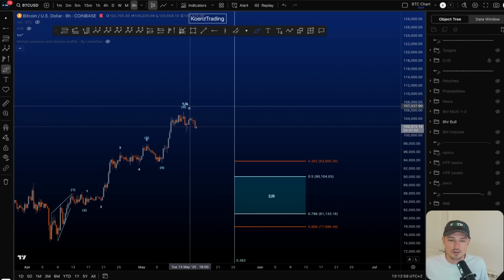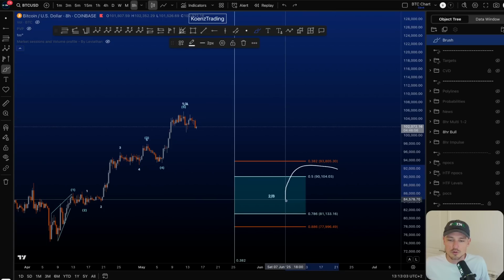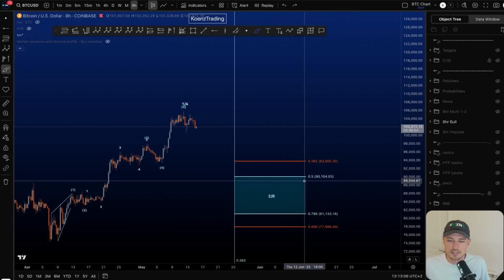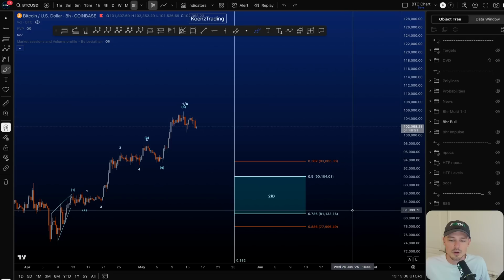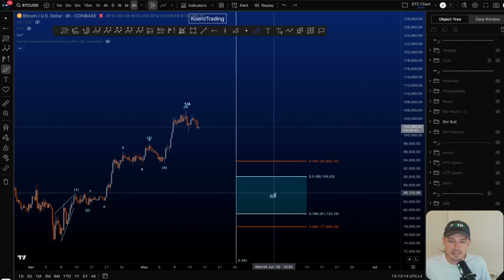Nonetheless, in this scenario, you would look for a big retracement to the downside in a 2 or B. Most common retracement target is the 0.5 to 0.786, 90.1k to 81.1k, and the 0.382 is generally a minimum target at 93.8k.